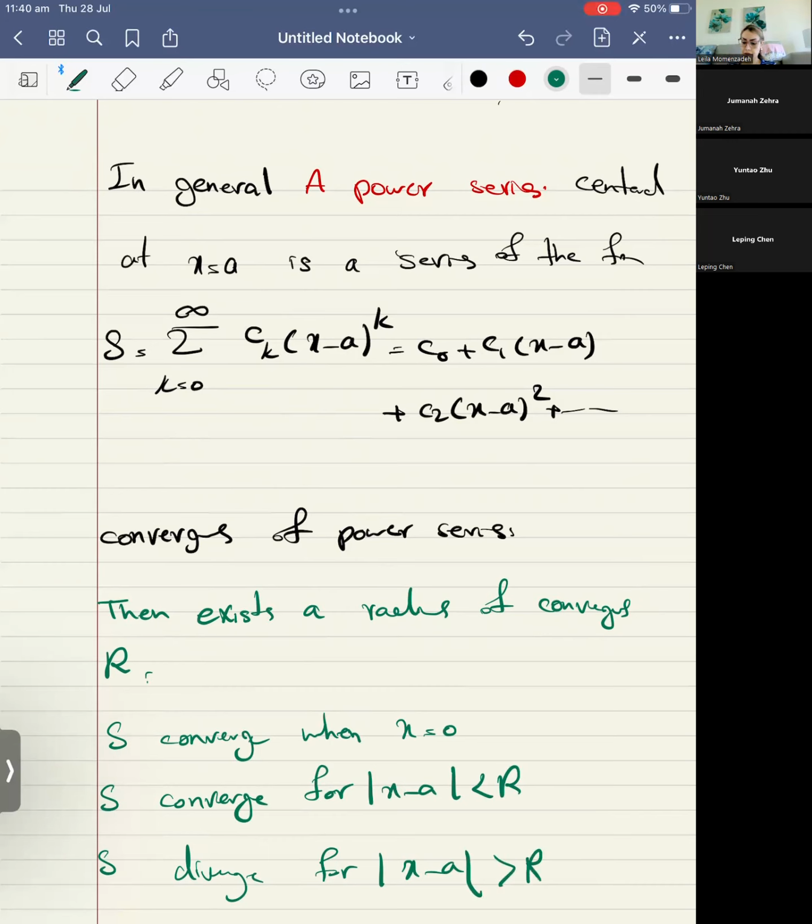It means that if I show you a diagram here, you have a here, a minus R here, a plus R here. In this part, between these two, you see the series converge. Outside of these two parts, S diverges for the power series.